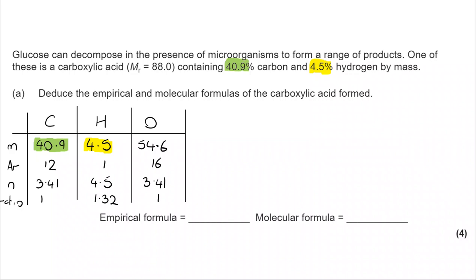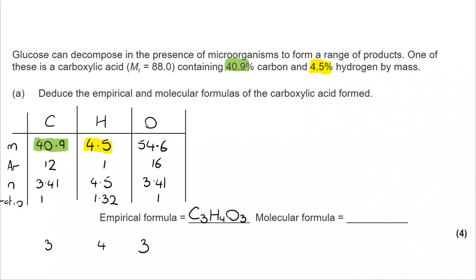It's not feasible to have 1.32 as a molar quantity within a formula. We need to get to a whole number or as close to an integer as possible, so that we can round. So the easiest way to get to an integer here is going to be multiply them all by 3. And it takes you to the values 3, 4, 3. So my empirical formula is C3H4O3. But we still need to work out the molecular formula.